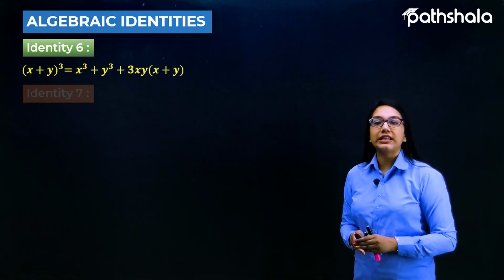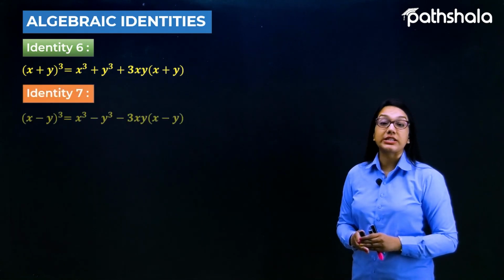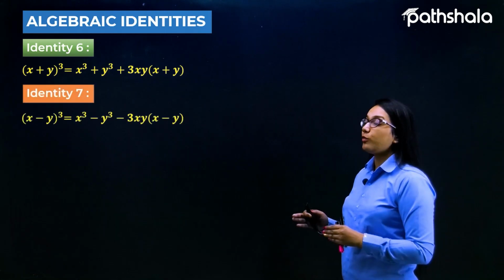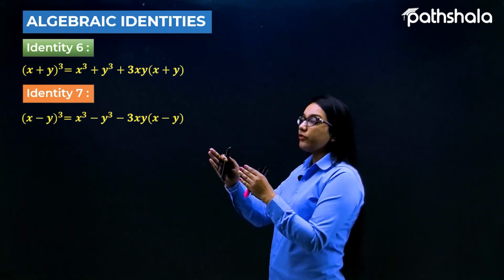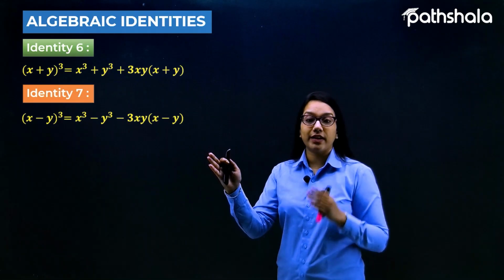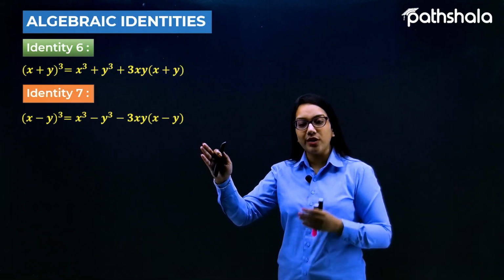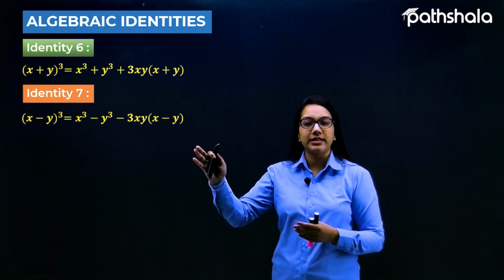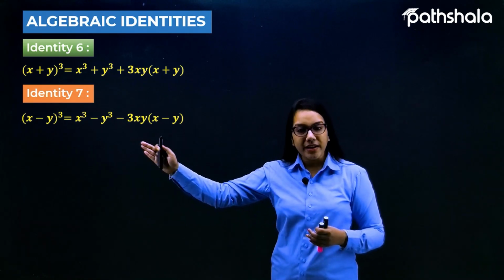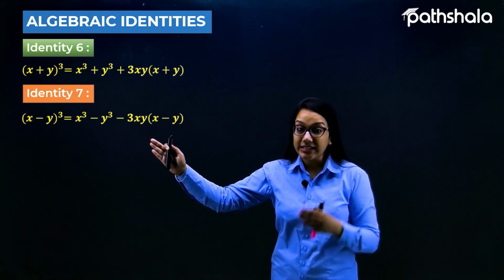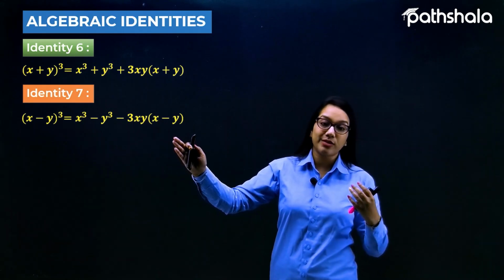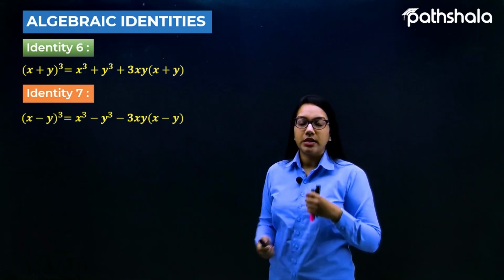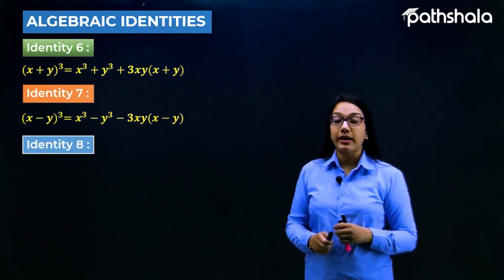Now let's see the identity number 7, which is (x minus y) whole cube is equal to x cube minus y cube minus 3xy, and further we have (x minus y) in between. So we can also expand this particular identity as x cube minus y cube minus 3x square y plus 3xy square. We can also learn it by expanding it. So let's see the identity number 8.